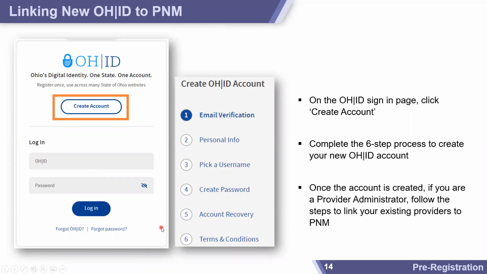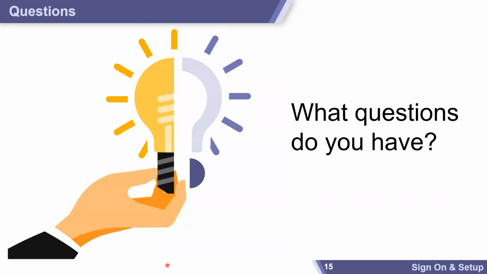And then once you create your account, you'll be taken back to the pre-registration process where you can go through those links that we looked at before, setting up those associations with providers and getting it linked to that Ohio ID account. So with that, I do want to pause here and see what questions you may have about the pre-registration process. If so, you can put those in the Q&A panel.